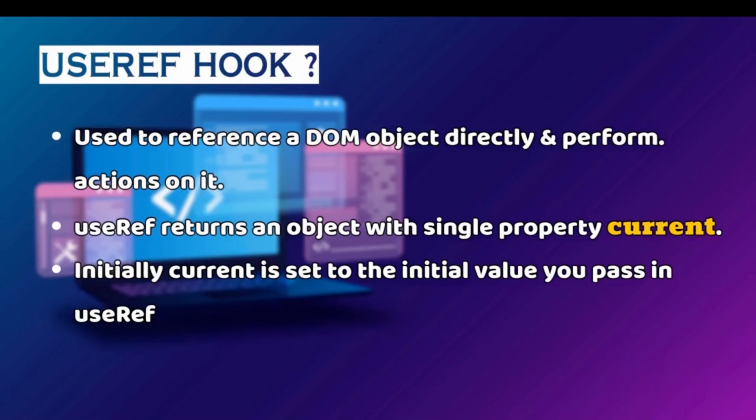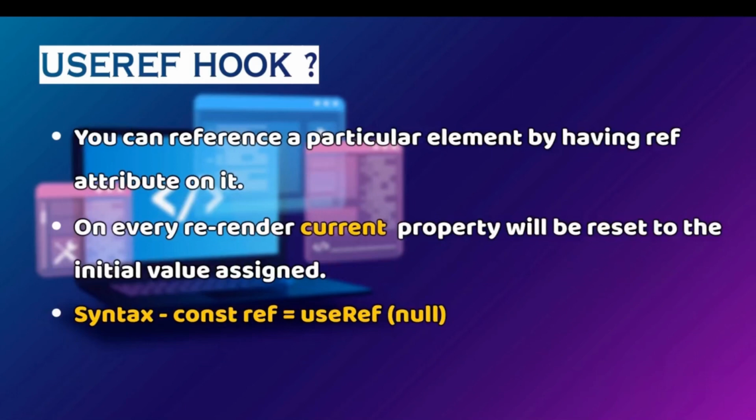So initially the current is set to the default value which we pass in the useRef hook. You can reference a particular element by having a ref attribute on it. Basically, if you have a button or a div, to reference that particular element, you need to use a ref attribute on it, along with the value which you already declared using the useRef hook. So on every re-render, the current property will be reset to the initial value which is assigned.